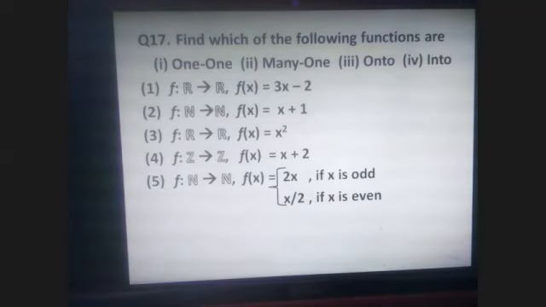Please note down the question. Find which of the following functions are one to one, many to one, onto, and into. f from R to R, f(x) equal to 3x minus 2. f from N to N, f(x) equal to x plus 1. Again, f from R to R, f(x) equal to x squared. f from Z to Z, f(x) equal to x plus 2. And f from N to N, f(x) equal to 2x if x is odd, f(x) equal to x by 2 when x is even.